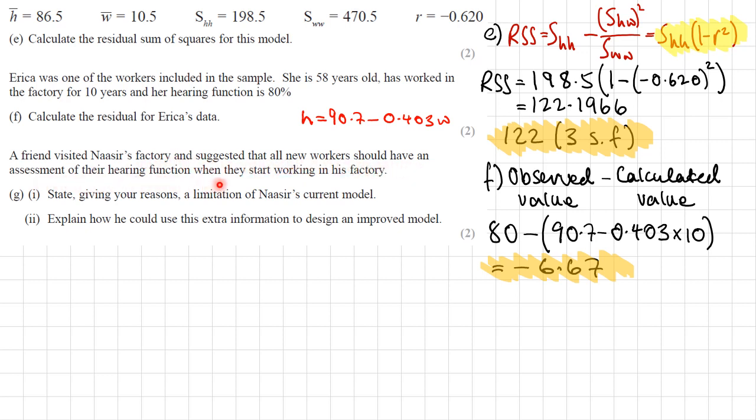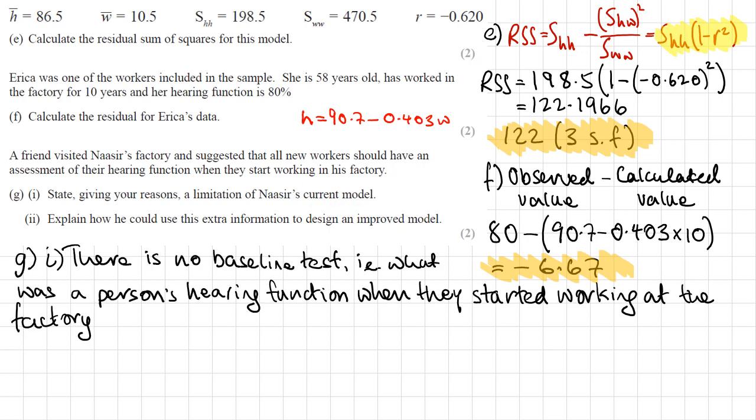Okay, let's continue. A friend visited Nazir's factory and suggested that all new workers should have an assessment of their hearing function when they start working in this factory. Part G, two parts to part G. First part G, state, giving your reasons, a limitation of Nazir's current model. So one limitation might be this: there is no baseline test. So what that means is, what was a person's hearing function when they started working at the factory? You could have somebody that joined the factory and their hearing was already quite poor anyway. So we need to know what their hearing was like at the start.